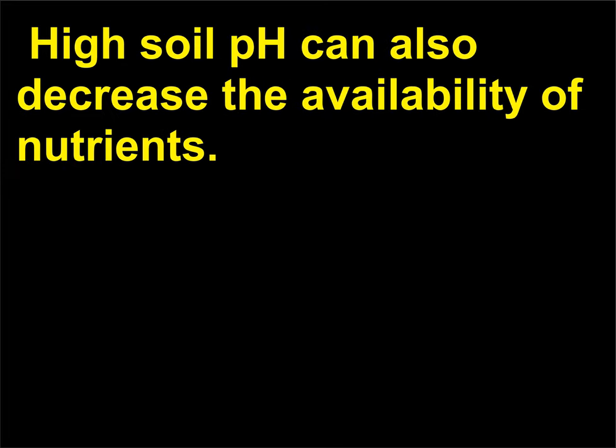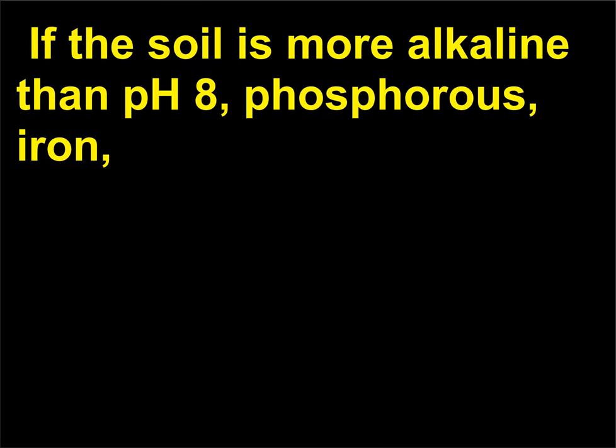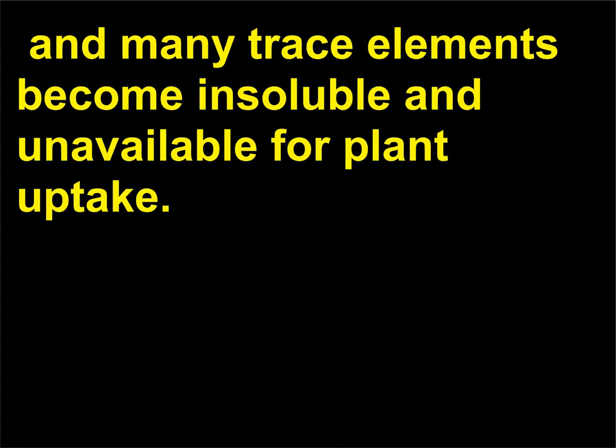High soil pH can also decrease the availability of nutrients. If the soil is more alkaline than pH 8, phosphorus, iron, and many trace elements become insoluble and unavailable for plant uptake.